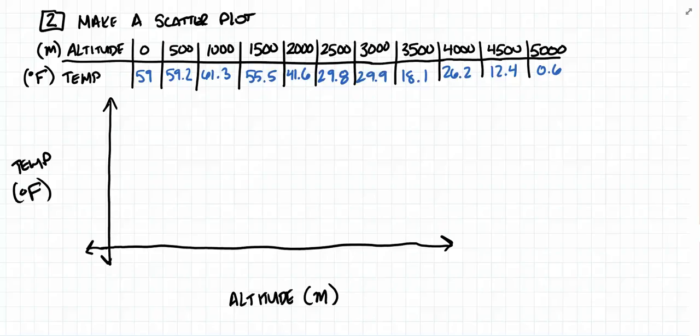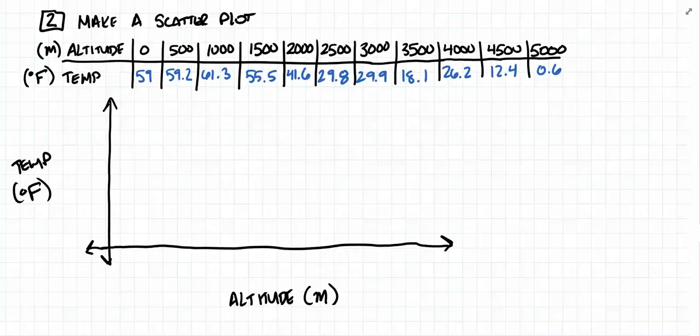All right, so we're going to make a scatter plot. We've been given some data, and the table shows the altitude of an airplane and the temperature outside the plane. We're going to make a scatter plot of altitude versus temperature. We're going to do this by hand first, and then I'm going to show you how to do it in the calculator second.